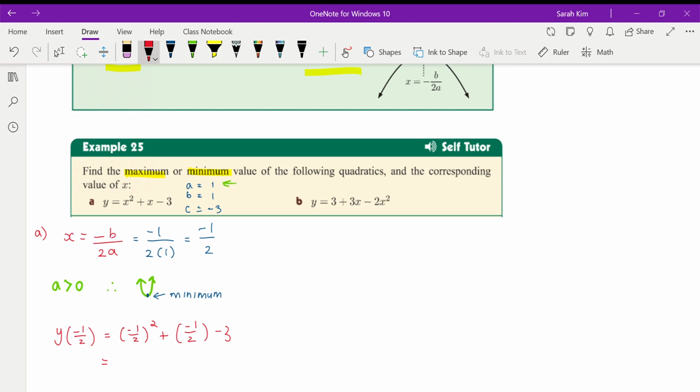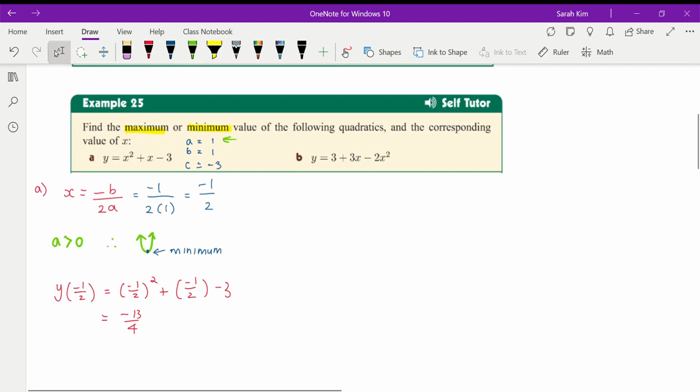Make sure you get a bracket around those. So I get minus 13 over 4. So find the maximum or minimum value. I guess your answer is minimum at, and I'll just write it as a coordinate to make my life easier, minus half and then minus 13 over 4. That's my minimum.